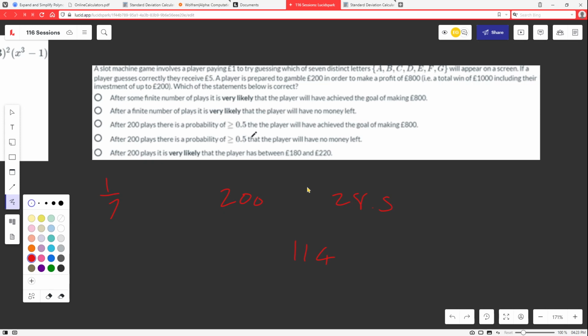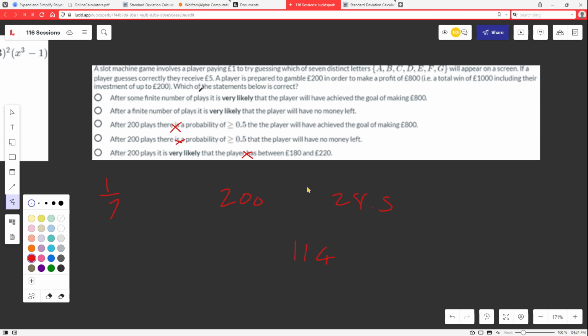And equally, there is not a probability of more than a half that they will have their money left. Because, as we've shown, there is a probability that they will have won 28 times, so they'll have money from that left. So it's neither of these. Another: after 200 plays, very likely the player has between 180. We've shown that they will have 114, approximately. So it will not be that. So it's one of these two.